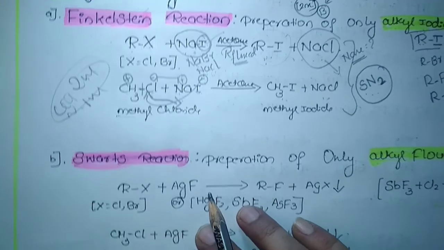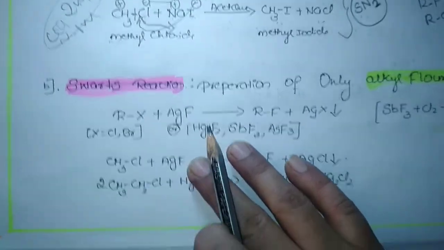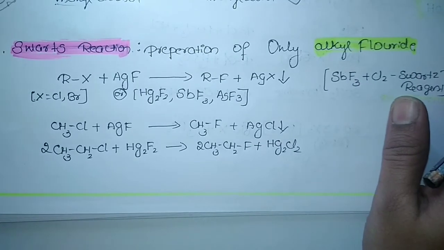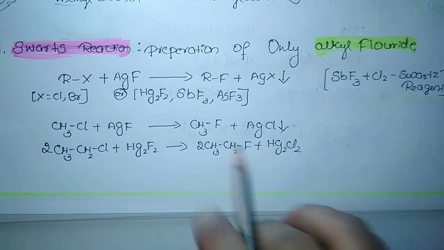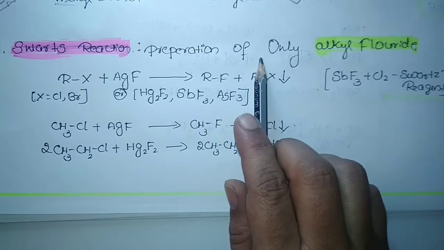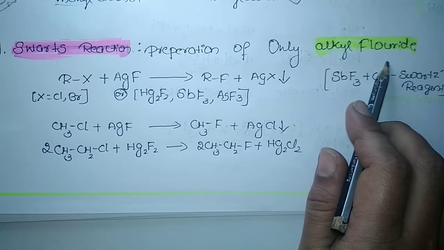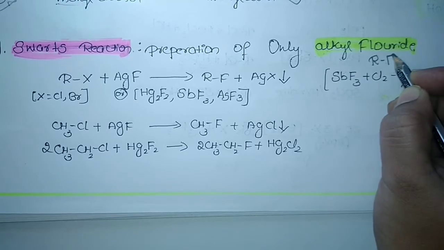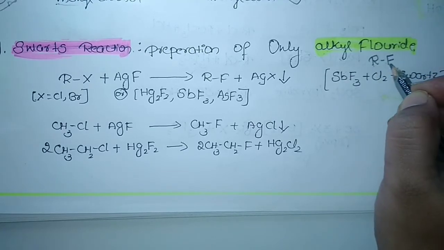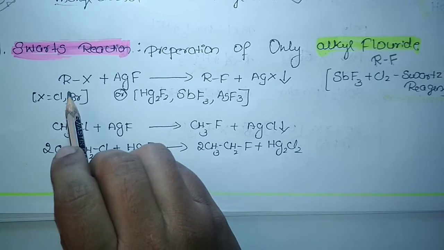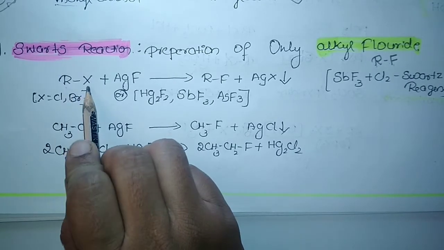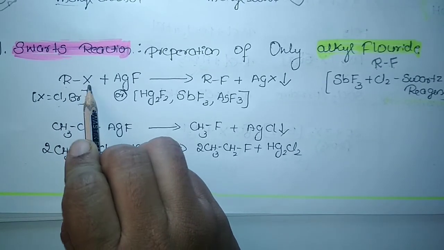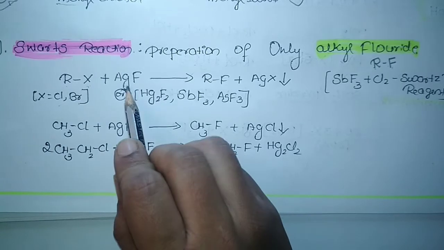The next reaction, a similar type of halogen exchange method, is the Schwarz reaction, named after the scientist Schwarz. It is particularly for the preparation of only alkyl fluoride. Just as we studied in Finkelstein, here we need to prepare particularly alkyl fluoride by the Schwarz reaction. So the general reaction is here, where the alkyl halide, where you can take chloride or bromide in place of X, is treated with a metallic fluoride.